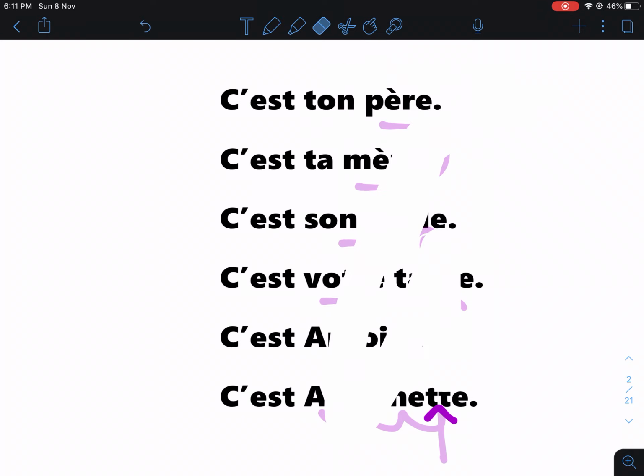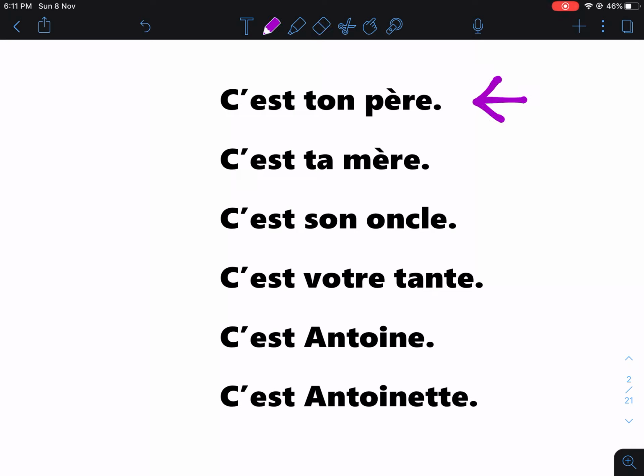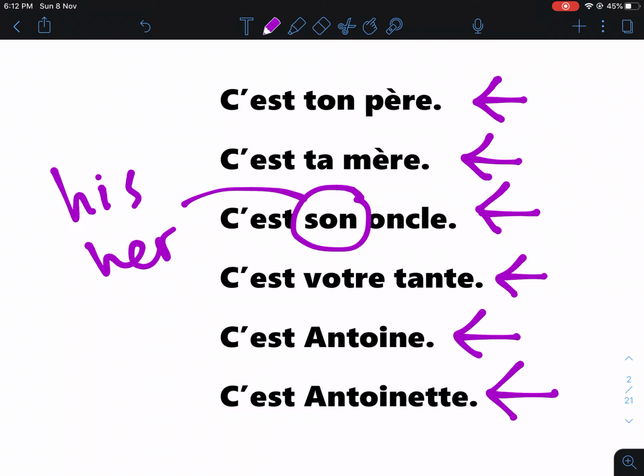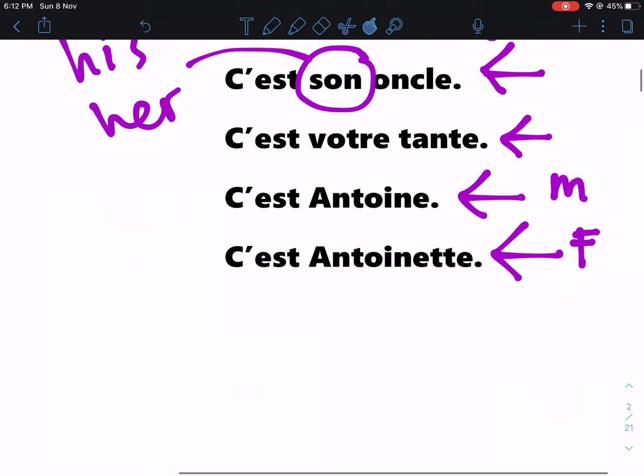Okay, let's look at the meaning. It is your father. It is your mother. It is his or her uncle. Well, son here can be his or her. Well, if you don't remember how to use the possessive adjective, you may refer to my clips. There are two clips entitled Possessive Adjective Part 1 and Possessive Adjective Part 2. Alright? So next you have c'est votre tante, c'est Antoine, c'est Antoinette. So Antoine here is a guy and Antoinette is a girl. Alright, let's move to the next one.